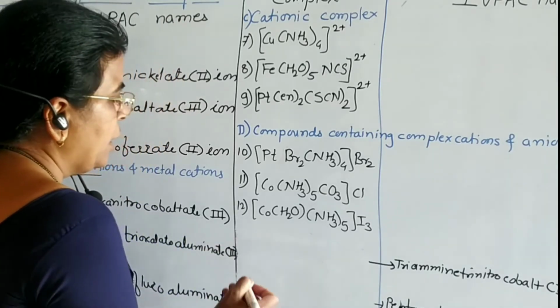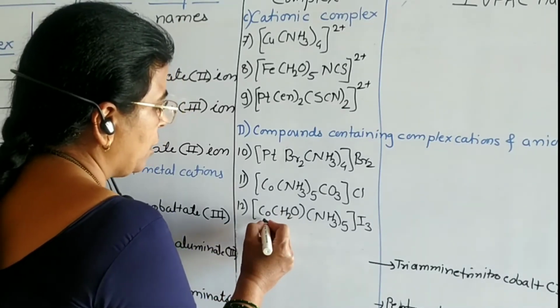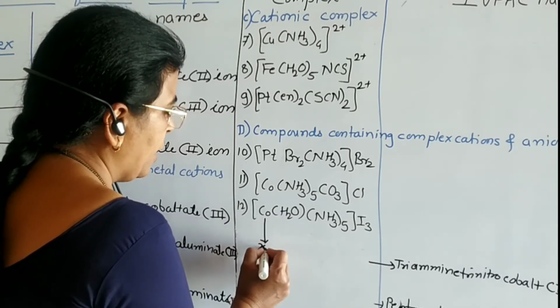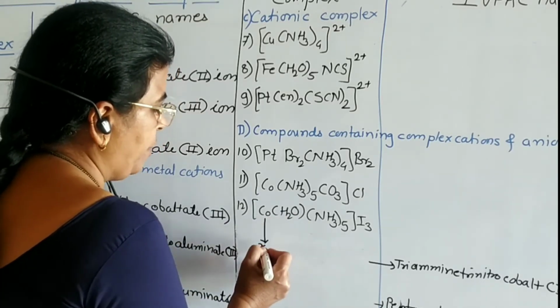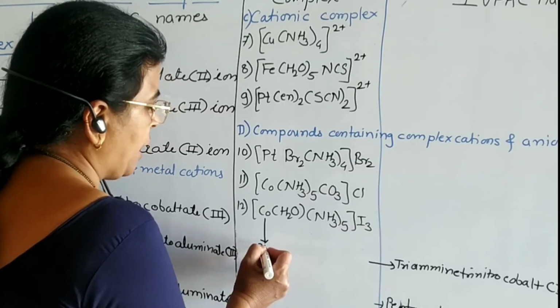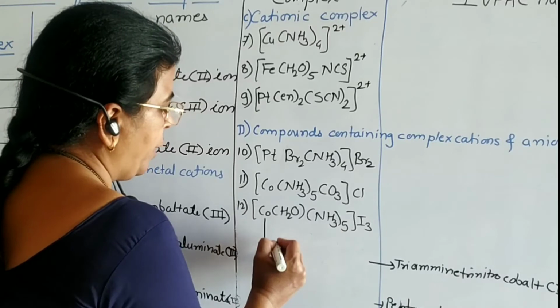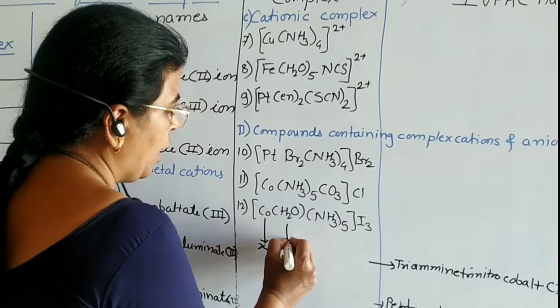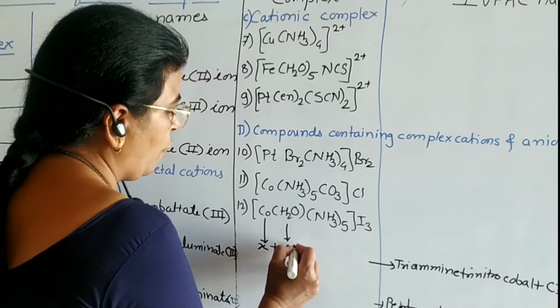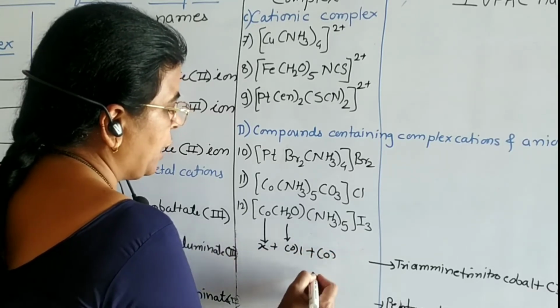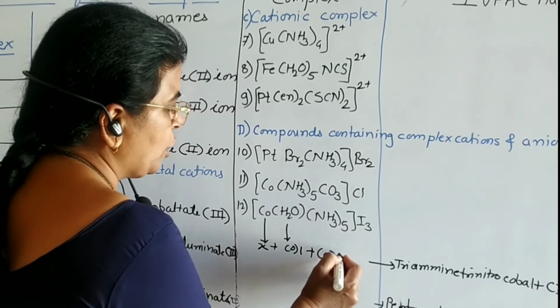Now here this complex possesses cobalt as a central metal ion. First we are going to calculate the oxidation state of this central metal ion. Now here it is also a heteroleptic complex which is bonded to one H2O. Oxidation state of H2O is 0. Now here 5 amine are present, but the oxidation state of ammonia is 0.